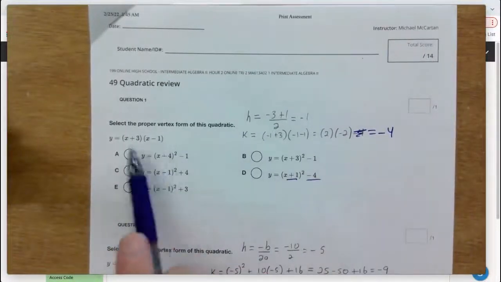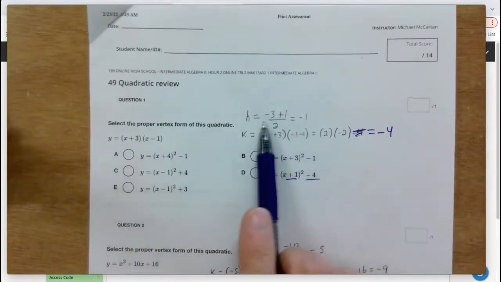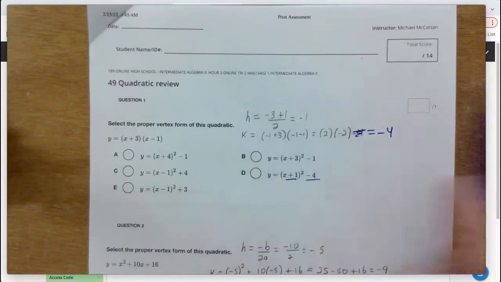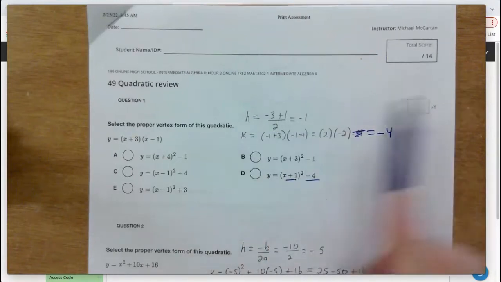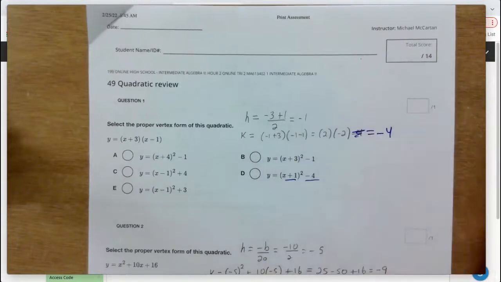Remember, it's the opposite of what it reads here, so it's -3 and +1. So add those two up, -3 plus 1, divide by 2, and I get -1. Of course, -1 is right in between -3 and 1.